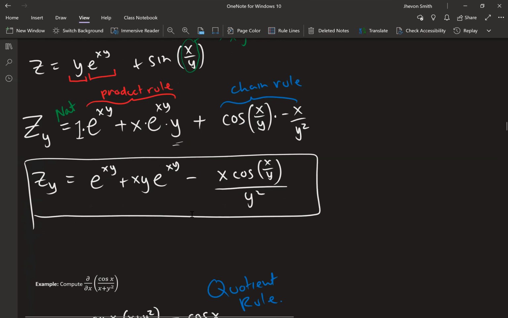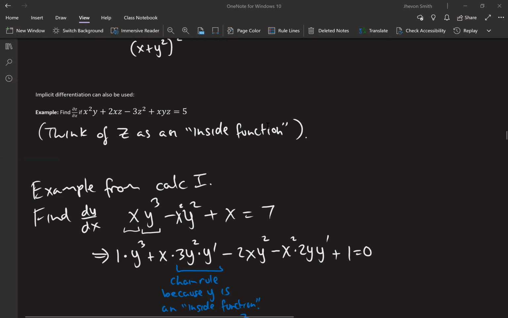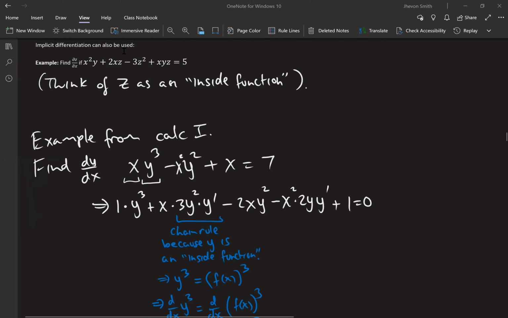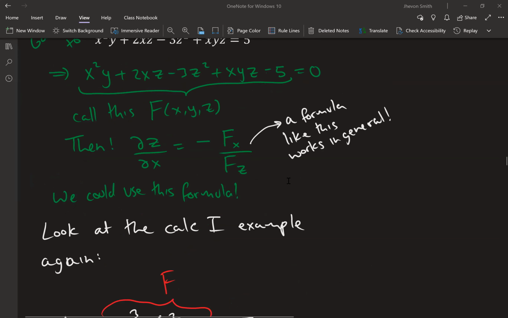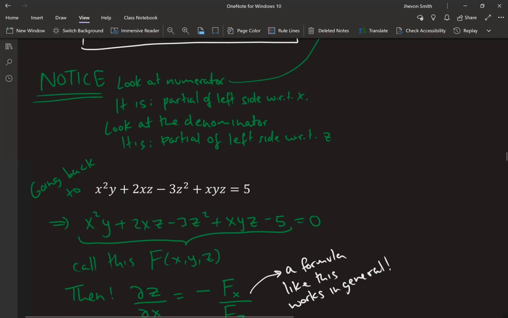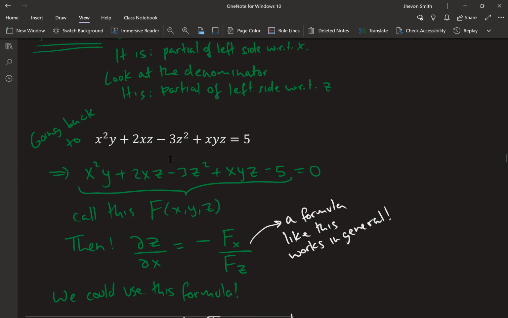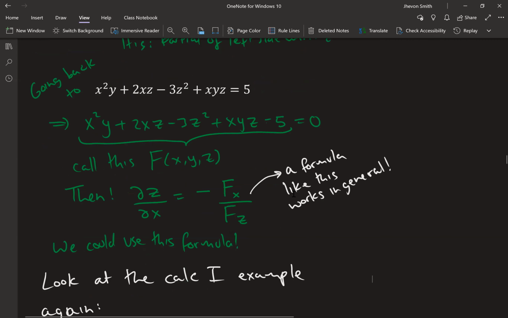We also learned that we can do implicit differentiation, and in fact we can do a shortcut for it. We can get this nice little formula. Whenever you want to find the partial of something with respect to something else, you bring everything to one side, call that big F, and take the partial derivative ratio in reverse order. So if I want the partial of z with respect to x, all I have to do is big F sub x divided by big F sub z, and then take the negative of that. And this is actually doing implicit differentiation.